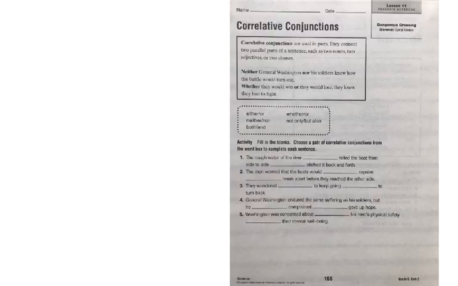We're also going to talk about correlative conjunctions, and we've done conjunction work all year long. And a correlative conjunction is a conjunction that's used in pairs. They connect two parallel parts of a sentence, such as nouns or adjectives or clauses. And we've done this before, but it's things like either/or, neither/nor, not only/but also, and there's actually a little list of them right here on your page that you can refer to.